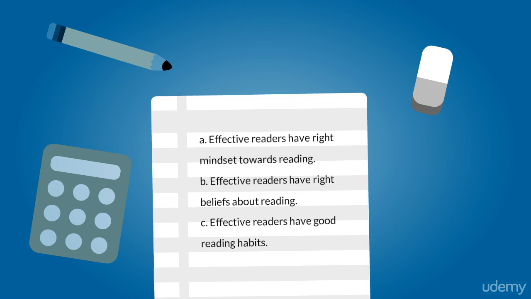In the previous lesson, we covered this part: effective readers have right beliefs about reading. Now it is time to move to the next difference. Effective readers have good reading habits. Now I'm going to tell you what the bad reading habits are and what to do in order to reduce and even eliminate them permanently.